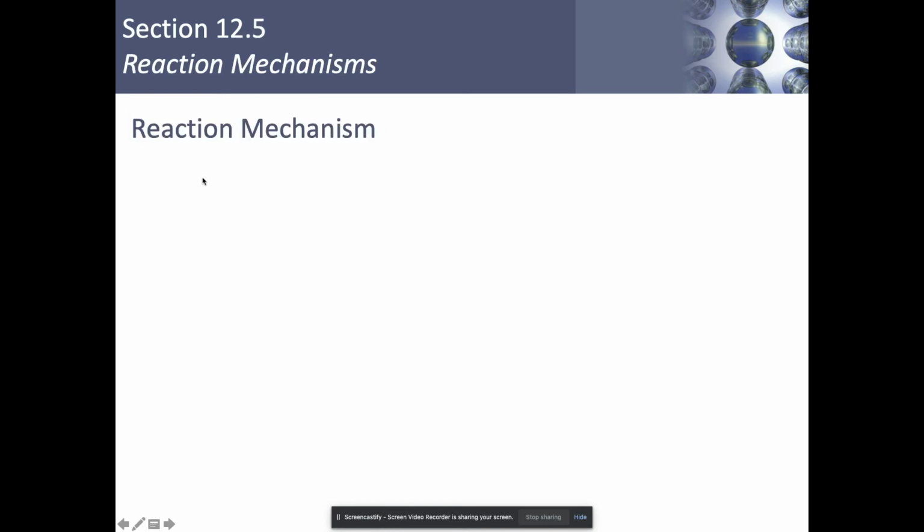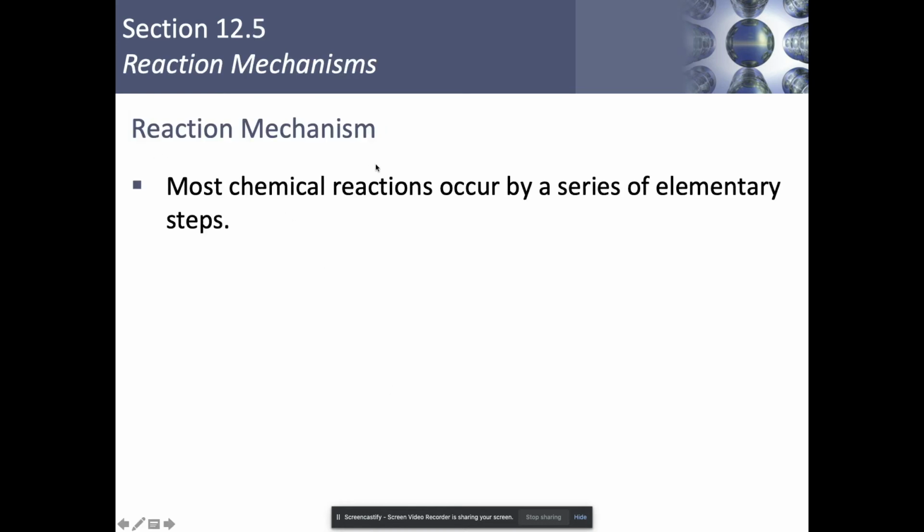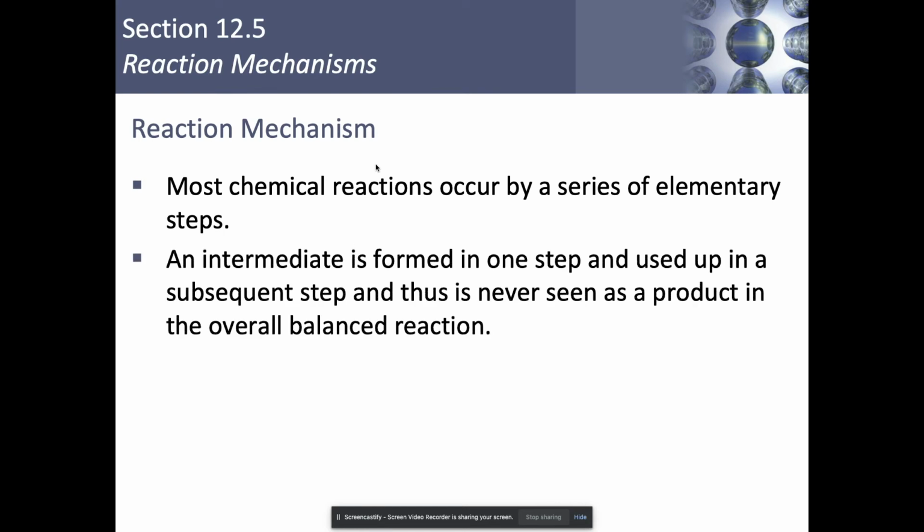Now let's get to the interesting part. Let's take a look at reaction mechanisms. So most chemical reactions occur in a series of steps. We call them elementary steps because when you add together all of your elementary steps, you get your overall reaction. Keep in mind, this is all just definition-based stuff. An intermediate is something that is formed in a step and used up in the next step so that you don't actually see it in your balanced equation at all.